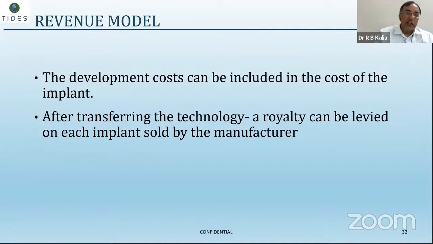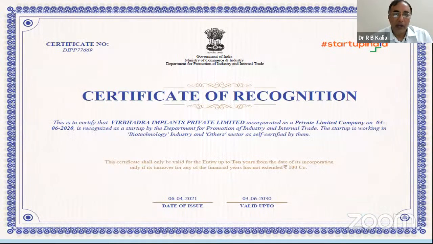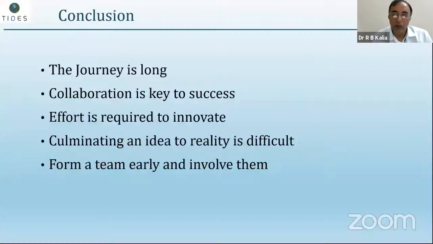So to conclude, the journey is long. Collaboration with various partners and a lot of effort is required to innovate. It's not easy to culminate an idea into a reality. If anybody wants to do this, form a team very early and involve them from day one, so that it is an idea of the whole team rather than yours. Then it will be easier for you to justify.